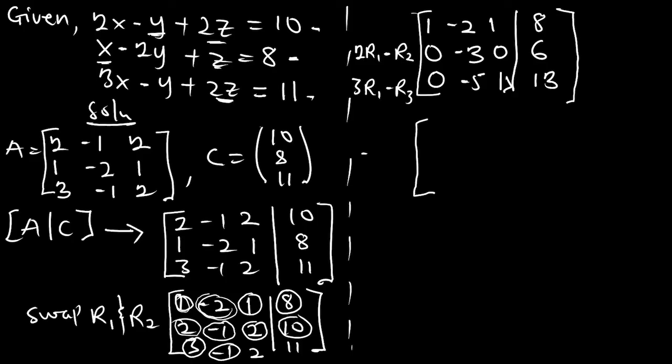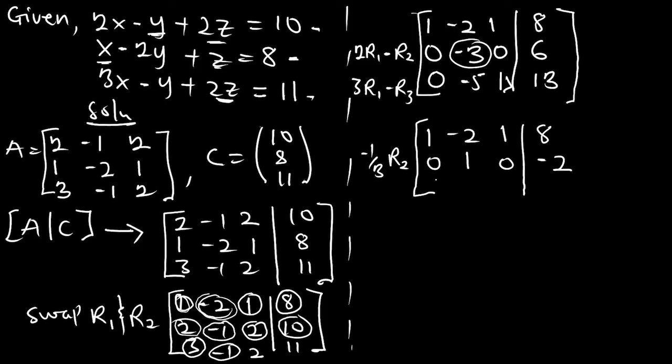I'll multiply 1/3 by row 2. So row 1 is going to be the same, 1, negative 2, 1. This is 8. Row 2, this is 0. When you multiply this 3 by 1/3, that is going to be positive 1. This is going to be 0. And this is going to be negative 2. Row 3 is going to remain the same, 1 and 13.